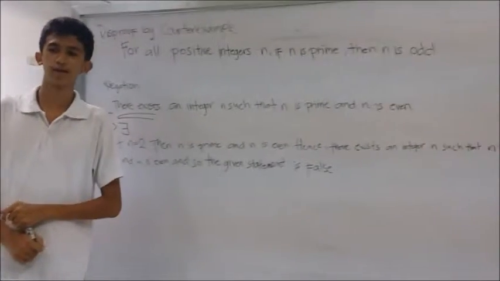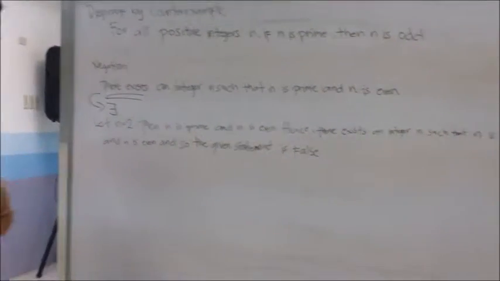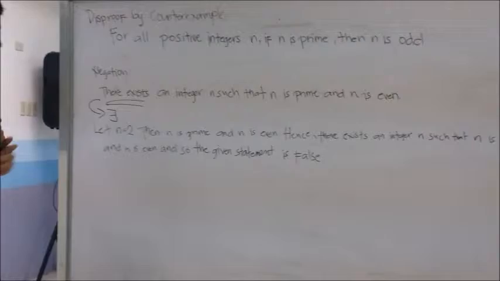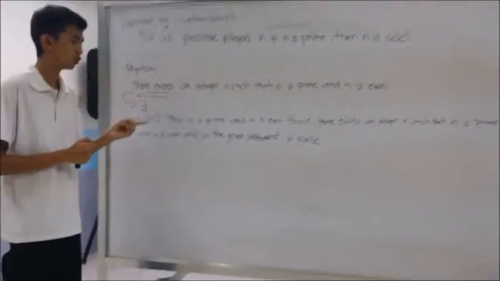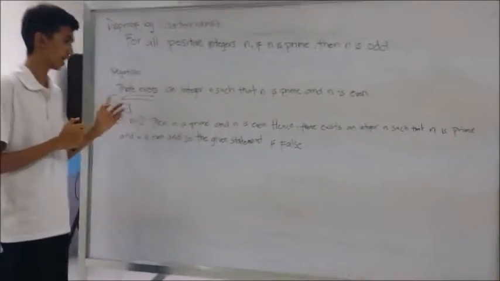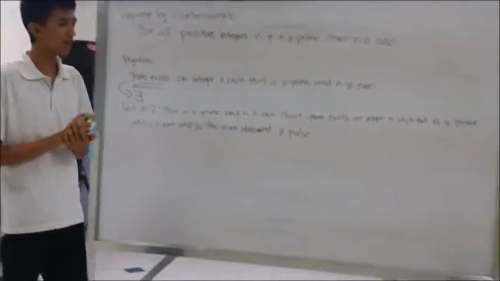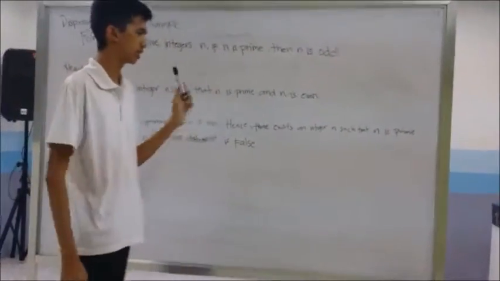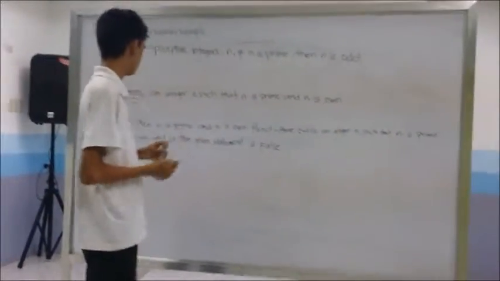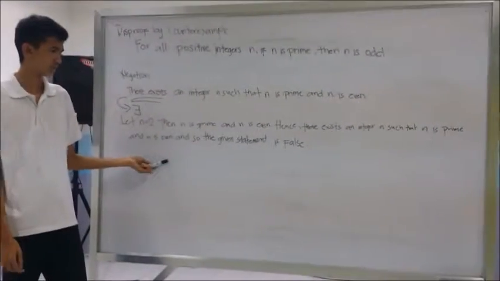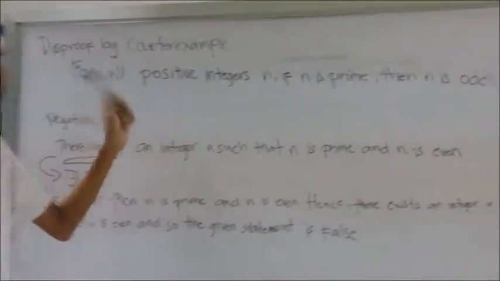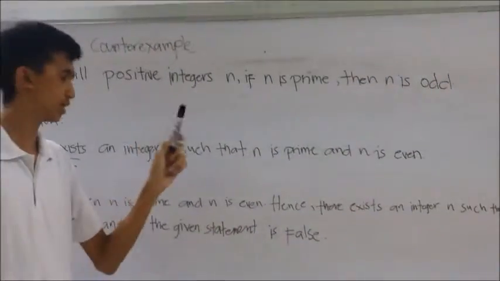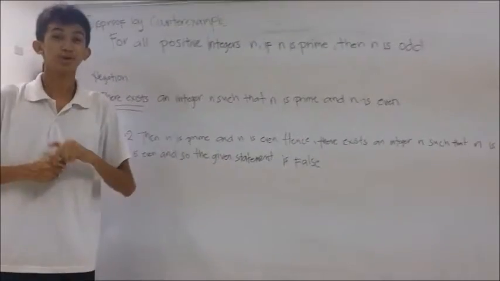Now, keeping this in mind, let n equal 2. Then n is prime and n is even, because 2 is prime and 2 is even. Hence, there exists an integer n such that n is prime and n is even. And so, the given statement, which is for all positive integers n, if n is prime, then n is odd, is false. So that's all.